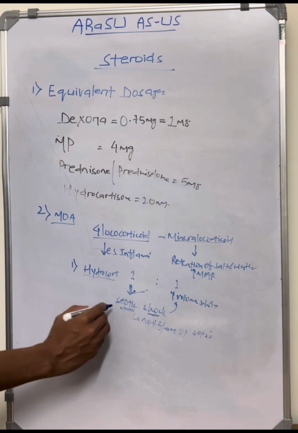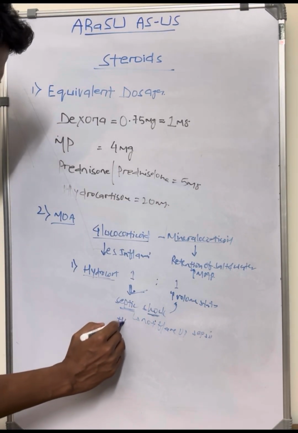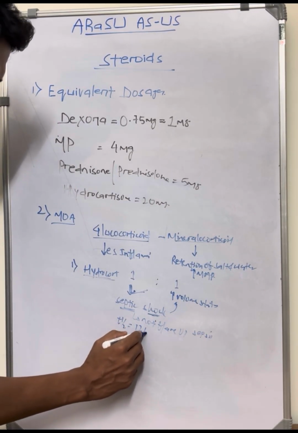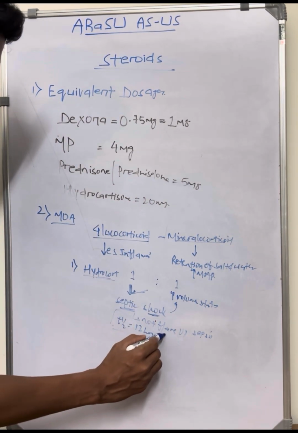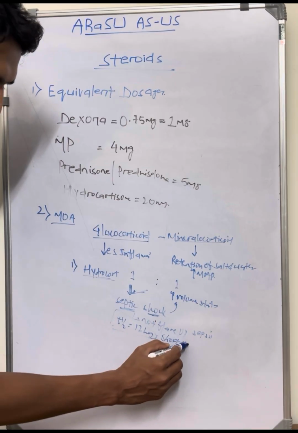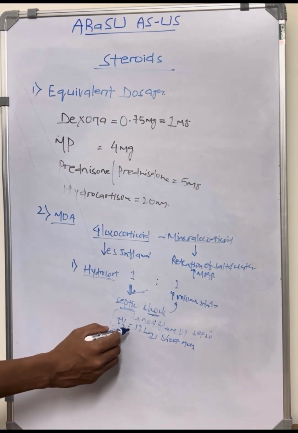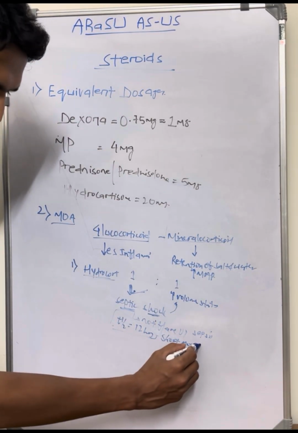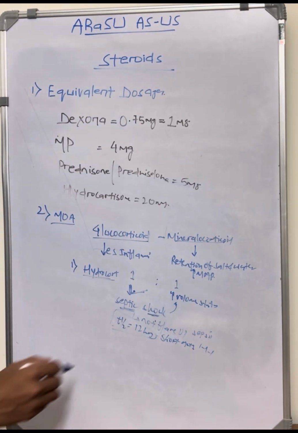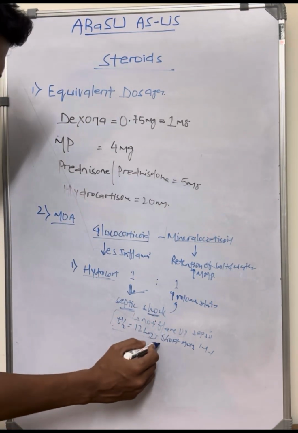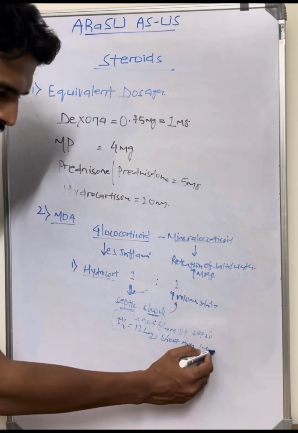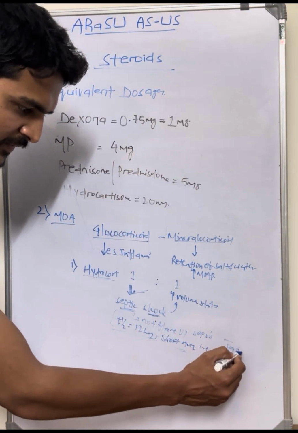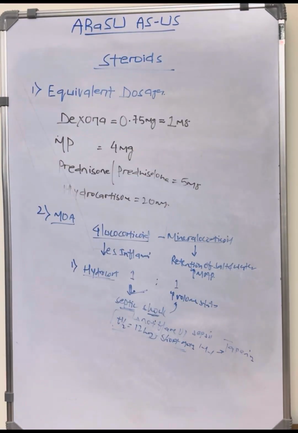And here one more thing we have to remember is the half-life. The half-life is about 12 hours, so we can consider hydrocortisone a short-acting steroid. As the half-life is about 12 hours, we can give a maximum of TID in a day, 2 to 3 times a day. And one more important thing is, as it is short-acting, there is no need of tapering of hydrocortisone.